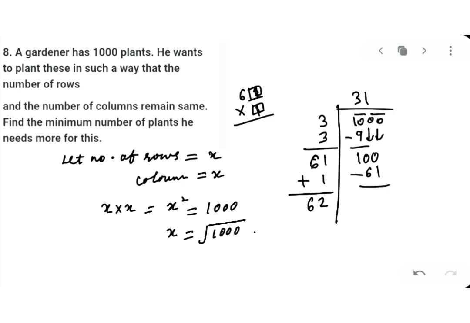Yes? Now you can see that there is a remainder here. Getting my point? So 39 is the remainder. Now that means 1000 is not a perfect square. And hence it is given: find the minimum number of plants which he needs more for the plantation, so that it should all come in square. So how many plants more will he need?